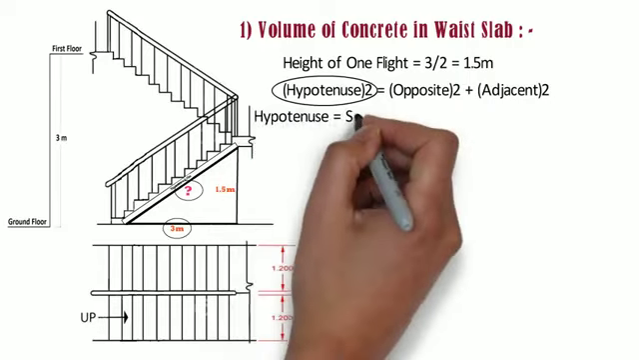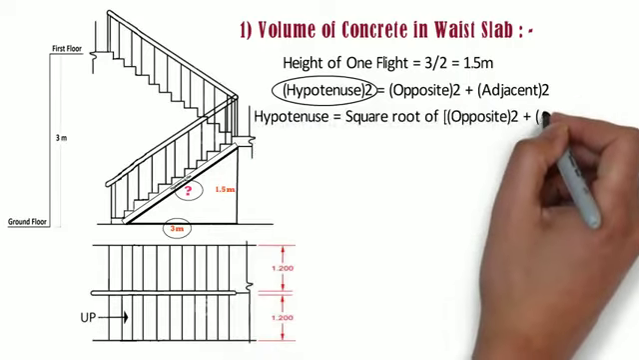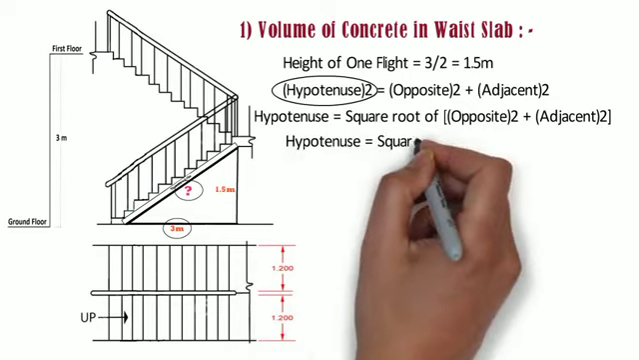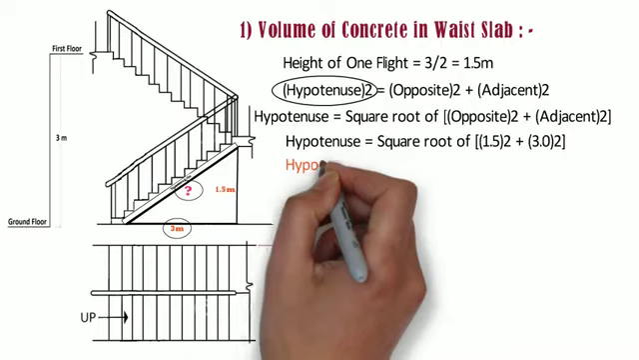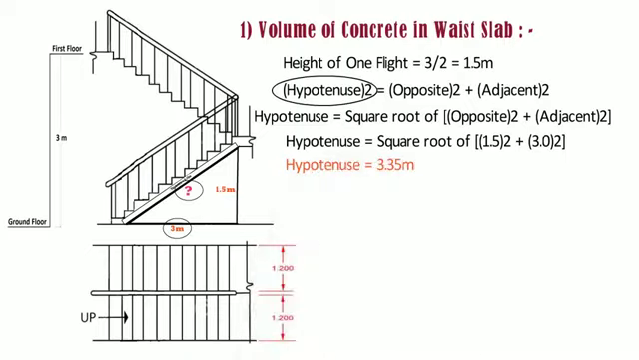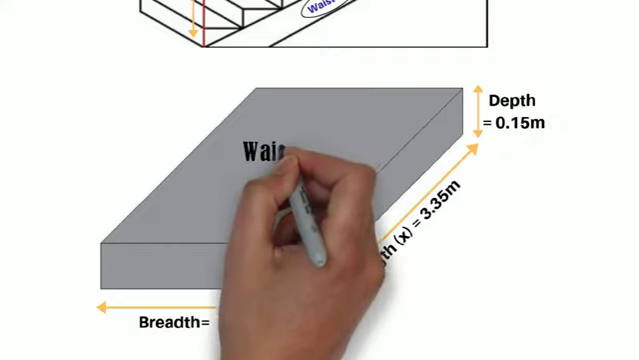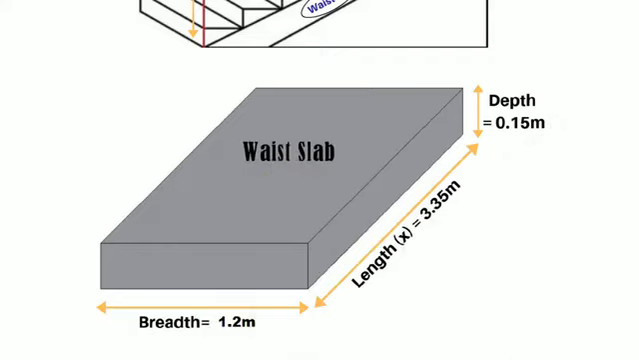So hypotenuse is equal to under root opposite square plus adjacent square, means under root 1.5 square plus 3 square is equal to 3.35 meter. If we separate waist slab from staircase, then it will look like this. The length is 3.35 meter, width is 1.2 meter and thickness of slab is 0.15 meter.